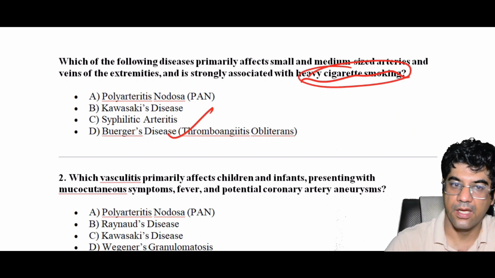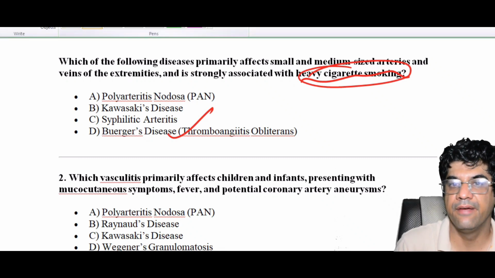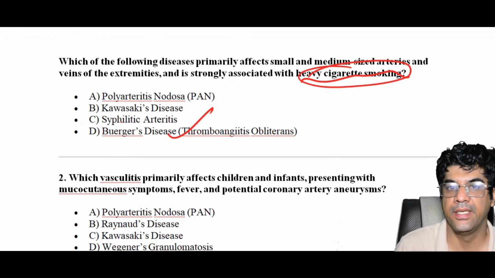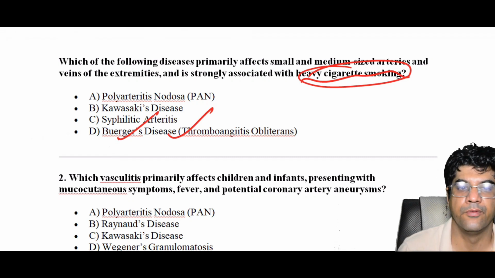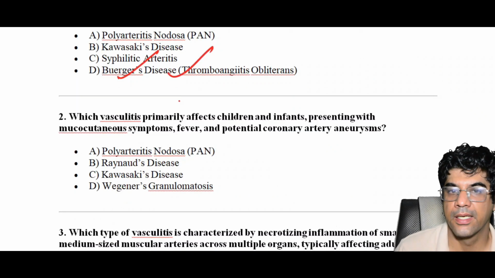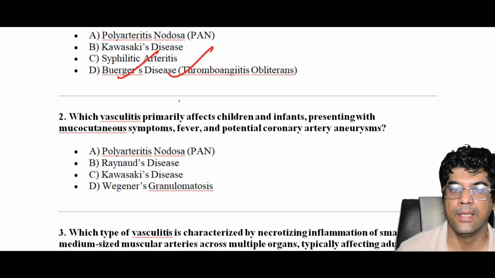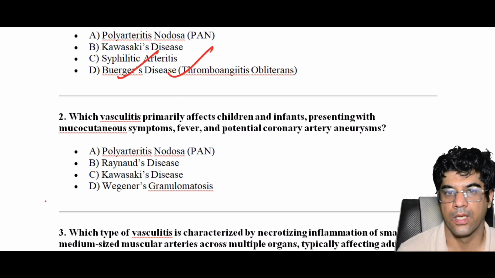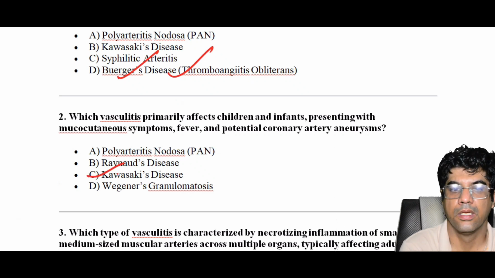The next question is, which vasculitis primarily affects children and infants presenting with mucocutaneous symptoms, fever, and potentially coronary artery aneurysm? The answer would be Kawasaki disease. So it is characterized by illness with mucocutaneous symptoms that primarily affects children and infants, and can lead to multiple aneurysms, particularly in the coronary arteries.